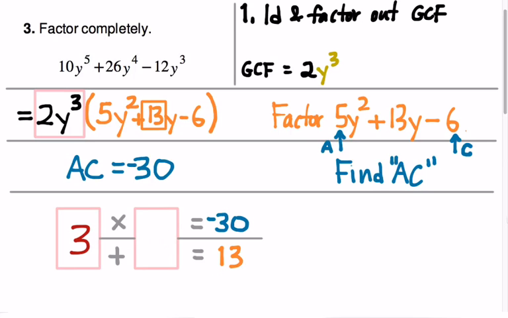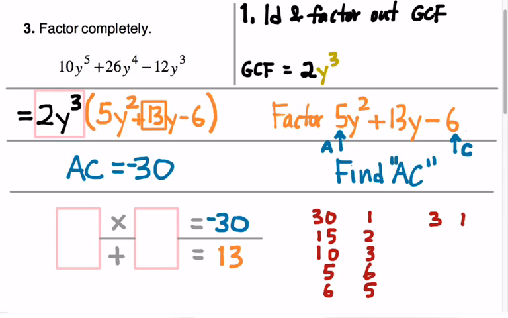So the negative 30, we're still doing the same thing with. We're trying to split it into a pair of factors. But we have a lot of options to pick from. 15 and 2, 10 and 3, 5 and 6. And then after that, I think we start repeating ourselves. 6 and 5, 3 and 10, 2 and 15, 1 and 30.